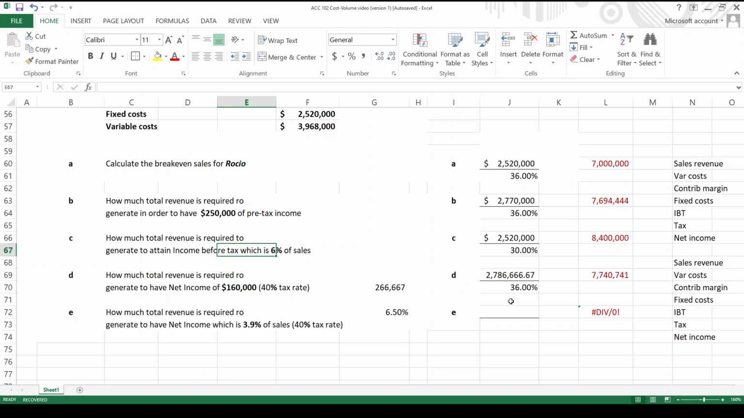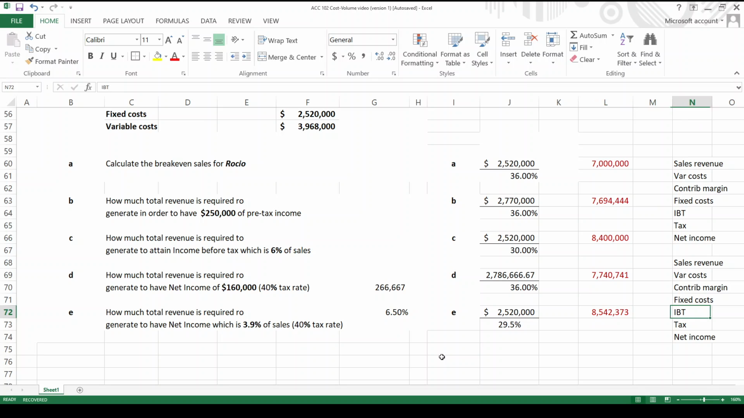We go back to this formula here. Only this time, instead of deducting 6% from the denominator, we are going to deduct 6.5%. So that would be what? 0.36 minus 0.065. Not enough decimals. Comes out to 29.5. And if we divide the 29.5, that's 0.295, into the fixed cost, we get this number.